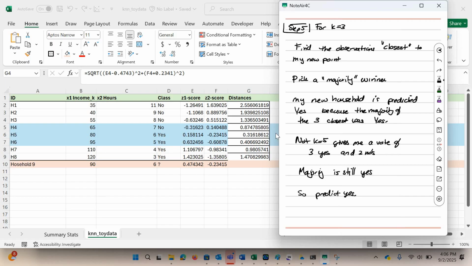So it's a pretty simple-minded machine learning algorithm. It should make sense all the way through.